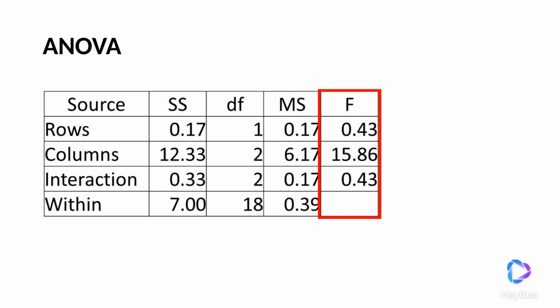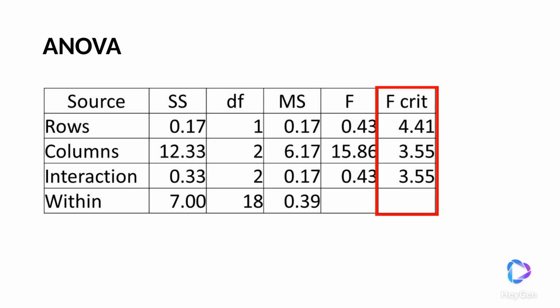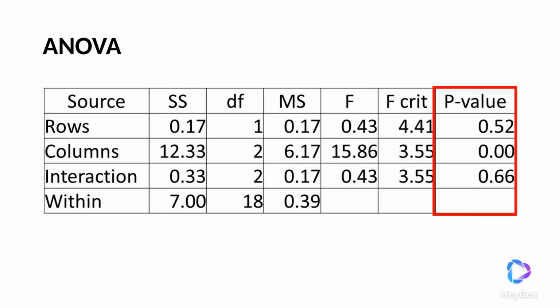The F statistics is the ratio of mean sum of square divided by within mean sum of square. The critical value from the standardized F distribution is given in this column. The probability of observing the calculated F value is given in the last column.